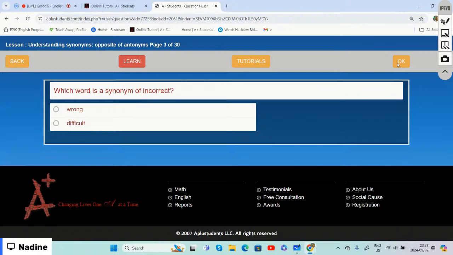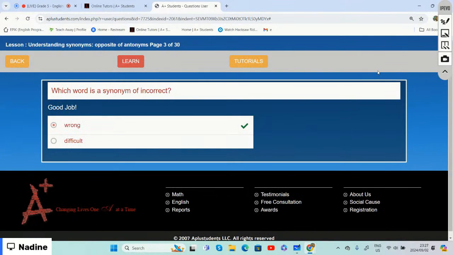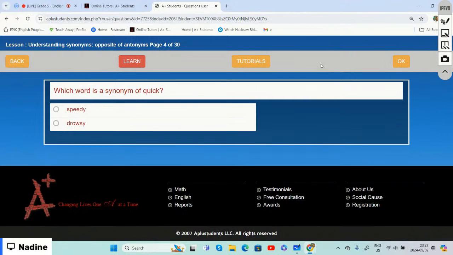And if we were to find the word that is the same as incorrect, then we can say it is wrong. If something is incorrect, it is wrong. So option one is correct. Well done. The same as quick. Is it option one, speedy, or option two, drowsy?